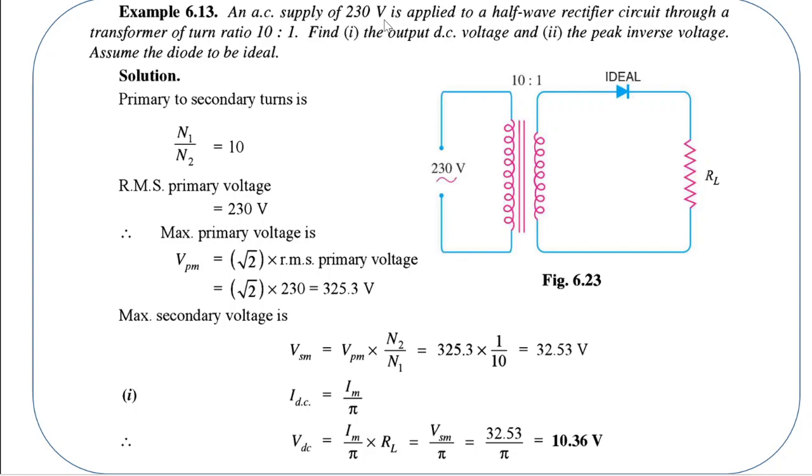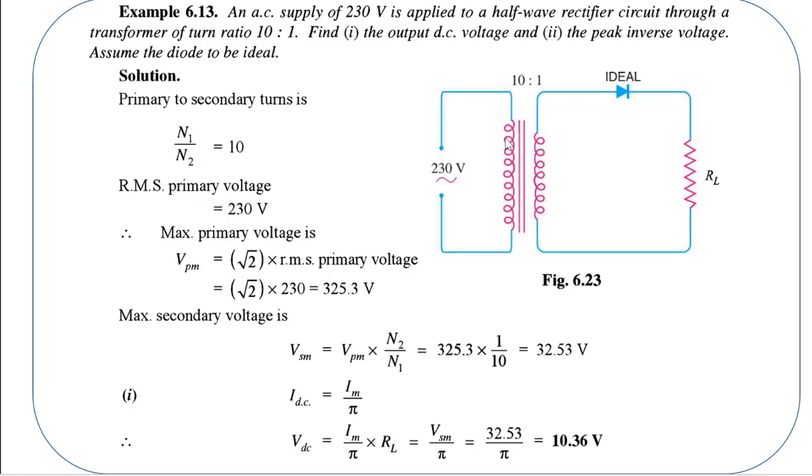An AC supply of 230 volt is applied to a half-wave rectifier circuit through a transformer of turn ratio 10:1. Find the output DC voltage as well as the peak inverse voltage. So you would have studied this in your +2 classes, the relation between the turn ratio and the voltage. So the primary voltage divided by secondary voltage equal to the primary turns divided by secondary turns. Okay, that's the simple idea.